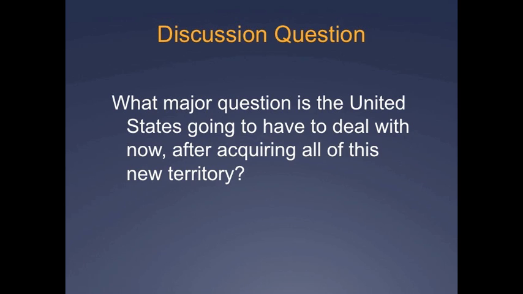On the bottom of your note sheet, if you would please answer this question. What major question is the United States going to have to deal with now after acquiring all of this new territory? Essentially, the United States once again adds a third of its landmass after the Treaty of Guadalupe-Hidalgo. And once again, the United States has to answer the age-old question of what to do with this landmass. Please explain to me what is the major sticking point and why it is a major sticking point.